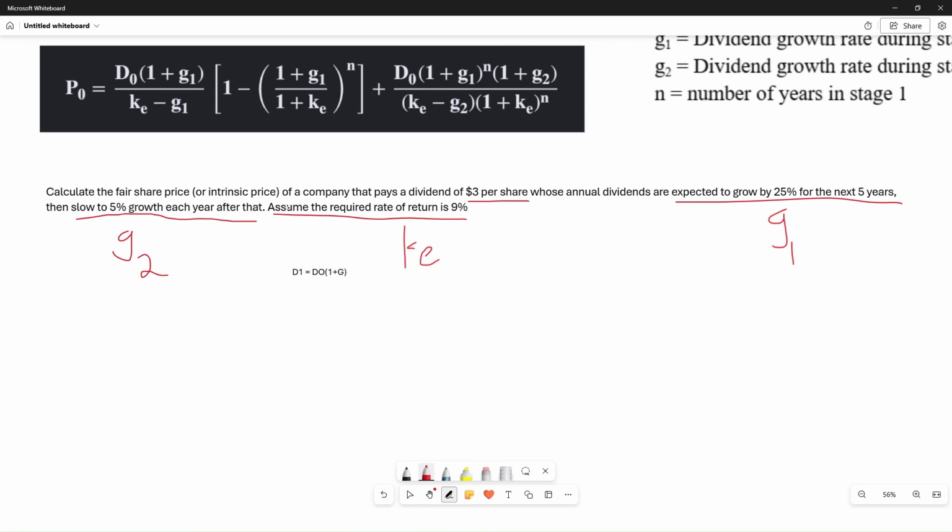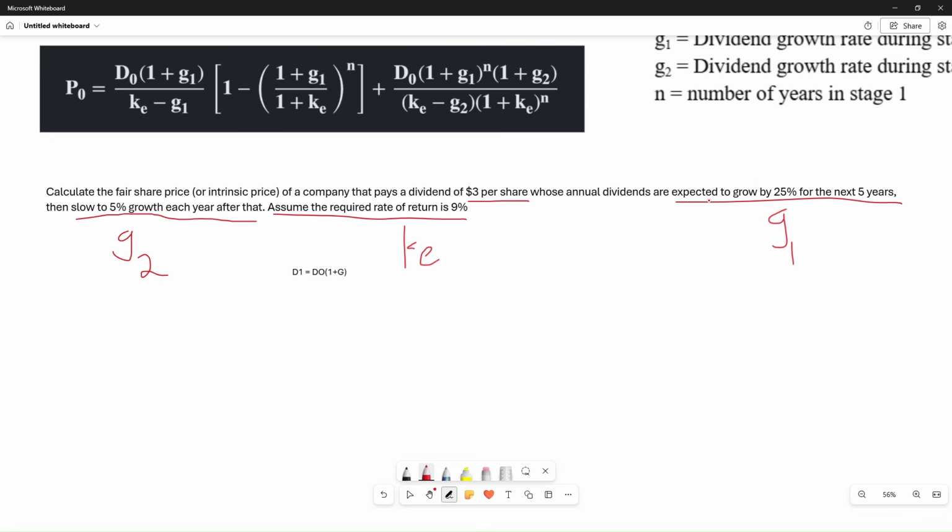So let's go through that again. Is a dividend of $3 per share, whose annual dividend is expected to grow by 25%. From the question, we can actually deduce that this is current dividend, for the period. So we're going to plug that into our formula.